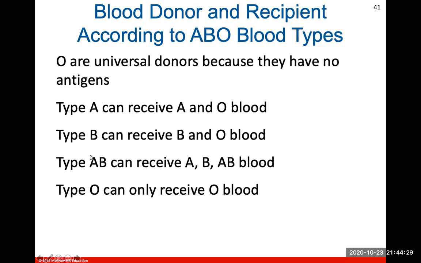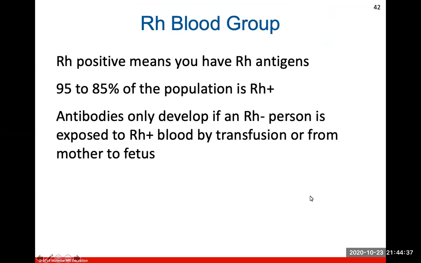So we call type B blood the universal recipient, and type O can only receive blood from other type O people. So where does the positive and negative come in? Well, there's an extra antigen, and we call this the Rh factor. Rh positive means you have these Rh antigens. 95 to 85% of the population is Rh positive. My blood type is A positive.